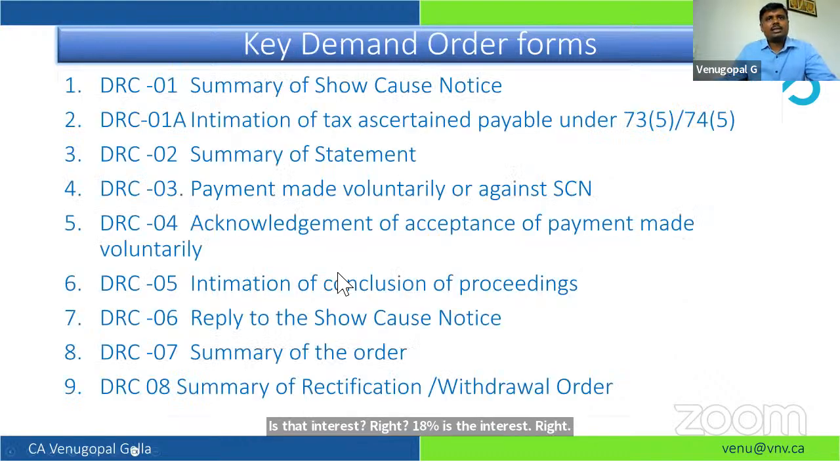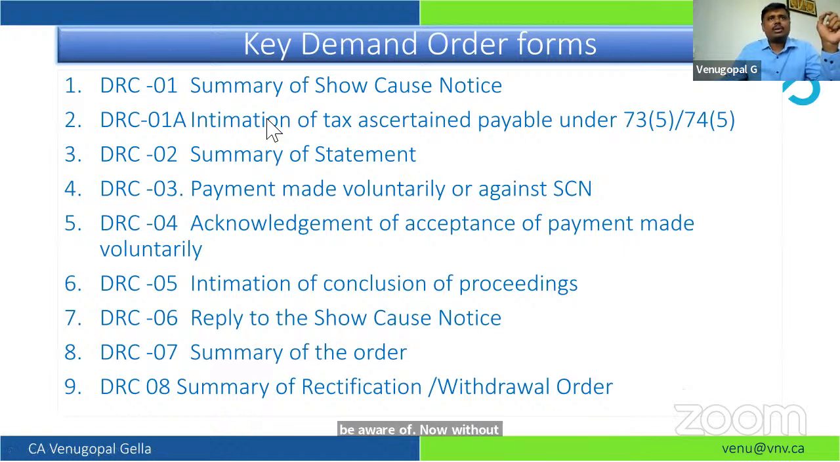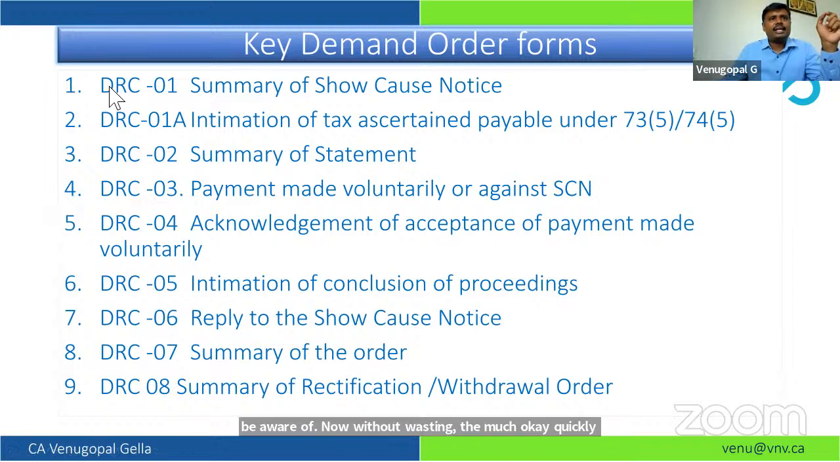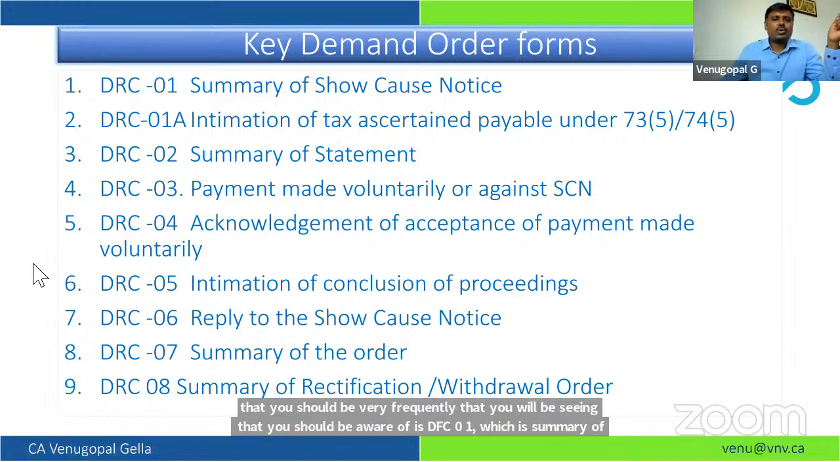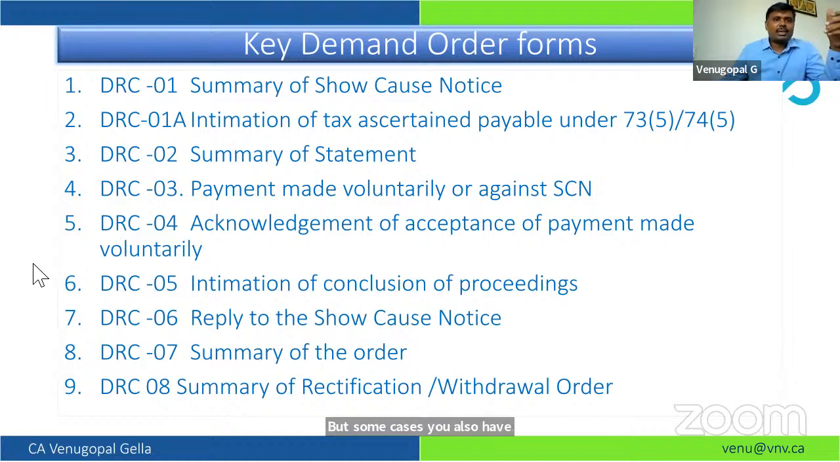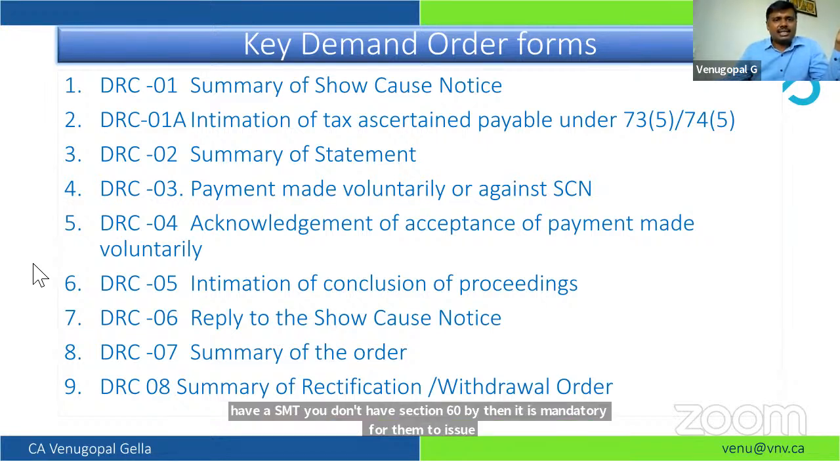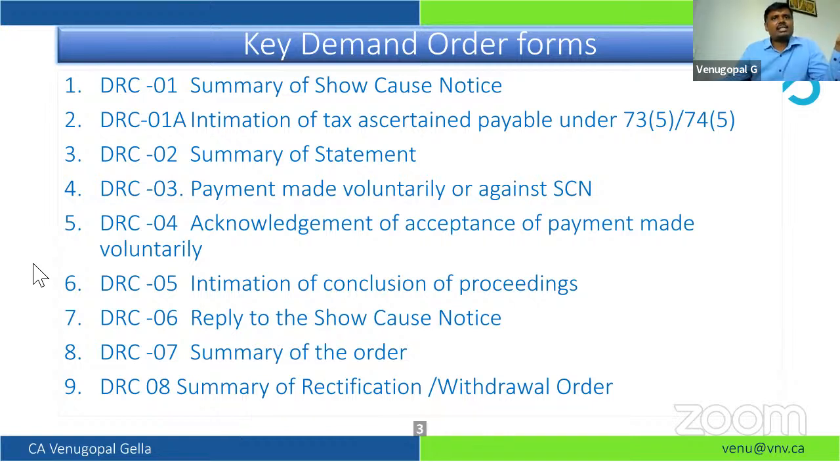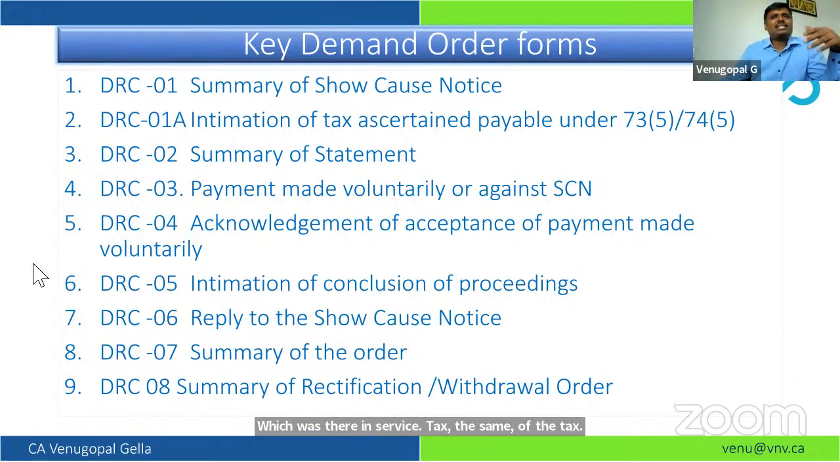Now, without wasting time, the numbers that you will be seeing frequently and should be aware of: DRC-01, which is the summary of the show cause notice. But in some cases, you also have DRC-01A, where you don't have ASMT, you don't have section 65, then it is mandatory for them to issue DRC-01A, which is a pre-consultation notice, like the one in the service tax era, an intimation of the tax. After that, DRC-01 would come, and that would be a detailed one read with a summary statement.